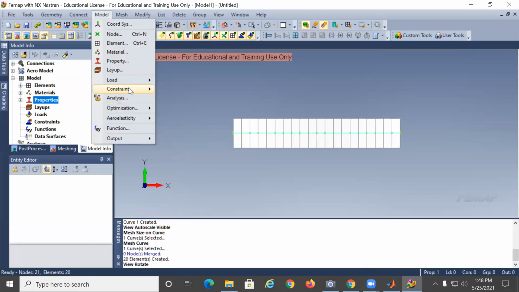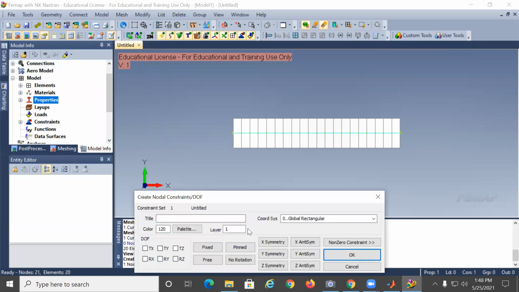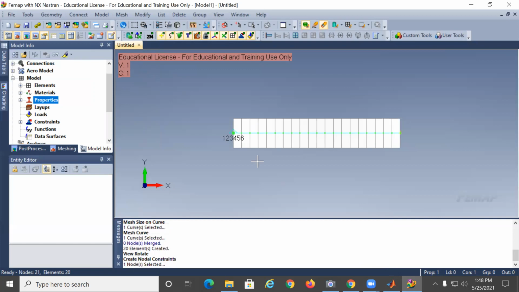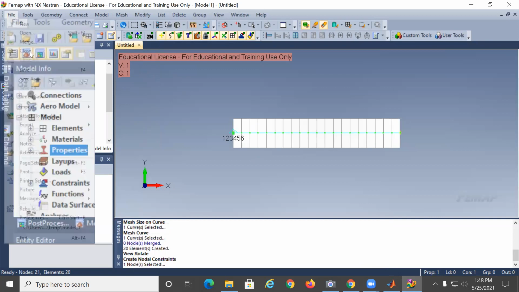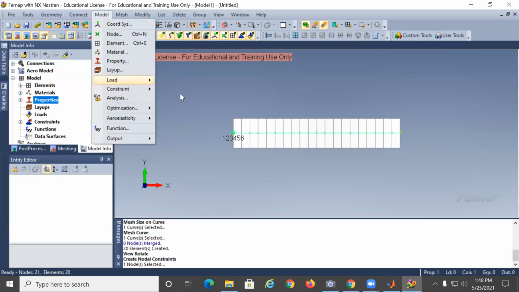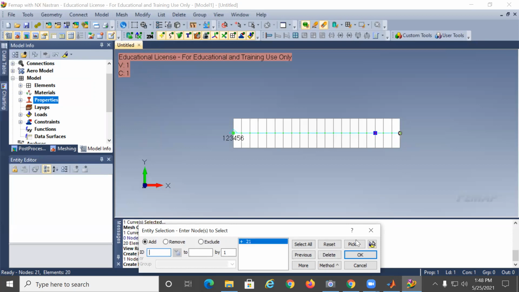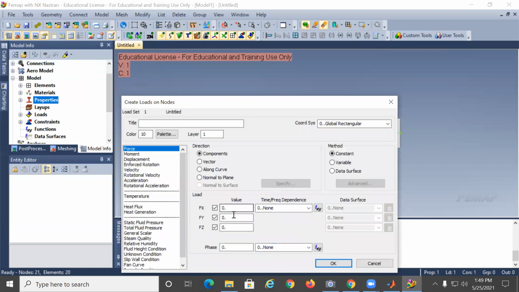Model, constraint, nodal. I'm going to come to here, and this is fixed. Okay, so I'm going to do file, first this would be model, load, not all. I come here and I'm first going to do case one. This will be just 100.